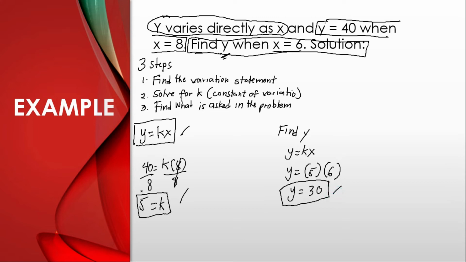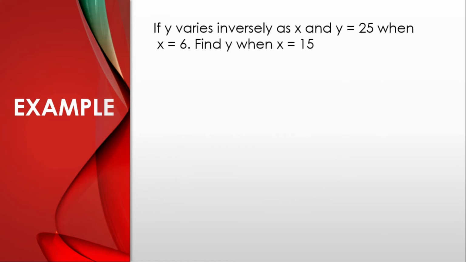Ayan yung tatlong kailangan ninyong gawin kapag magsosolve kayo ng variation. Okay, another one. If y varies inversely as x and y is equal to 25 when x is equal to 6, find y when x is equal to 15. Alamin nyo muna, ano bang klaseng variation ito? Ang sabi dito, varies inversely. So, this is an inverse variation.